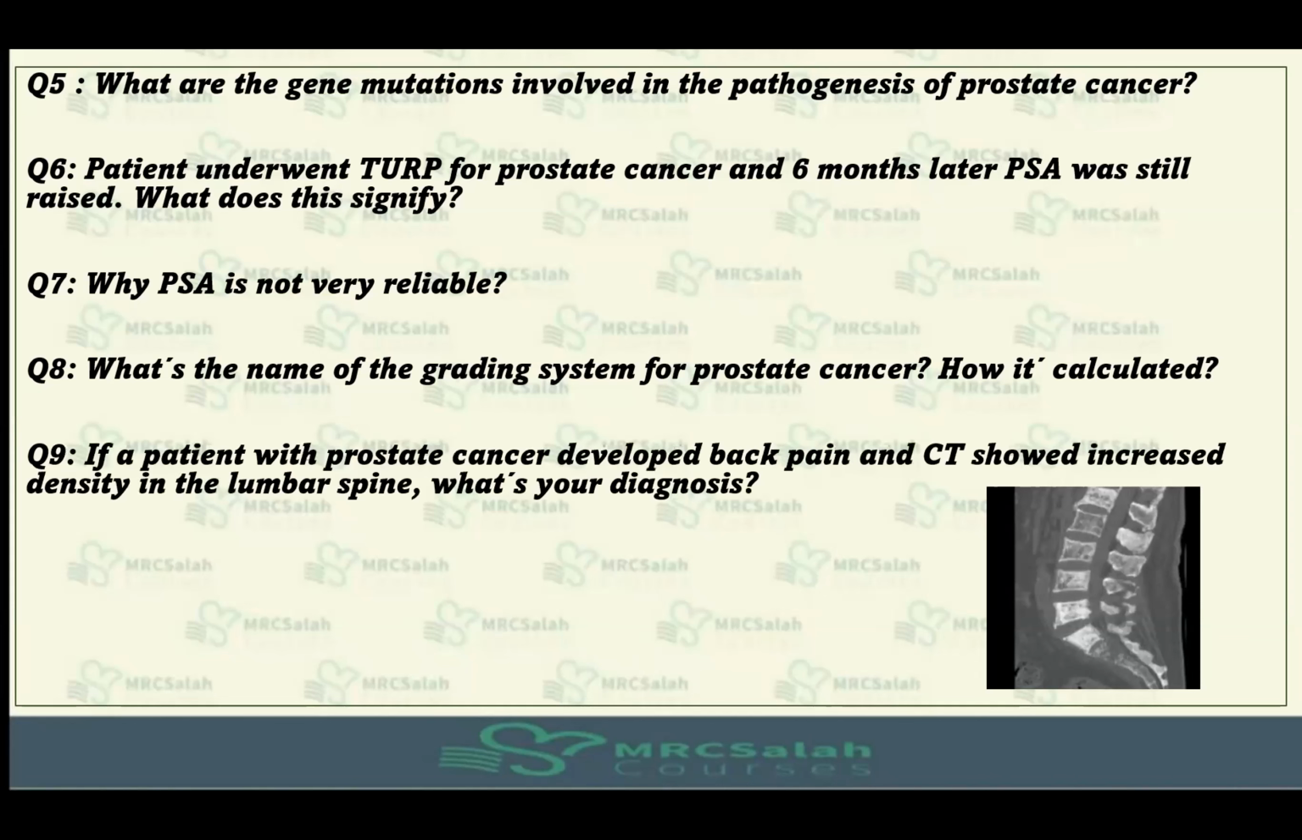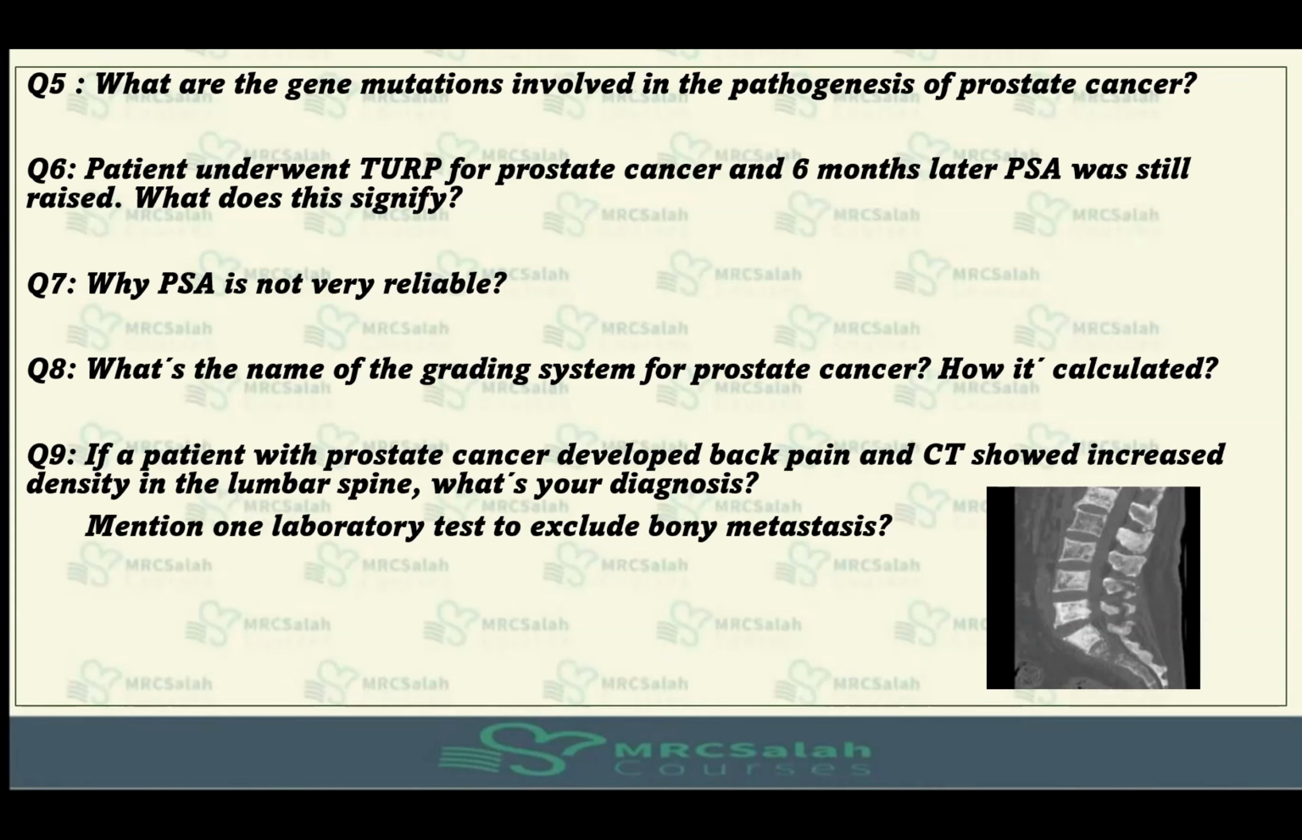Perfect. If a patient with prostate cancer developed back pain and CT showed increased density in the lumbar spine, what's your suspected diagnosis? This is metastasis to the lumbar vertebra, a sclerotic bone lesion. Okay, what is the laboratory test to exclude bony metastasis? Alkaline phosphatase. Yes.